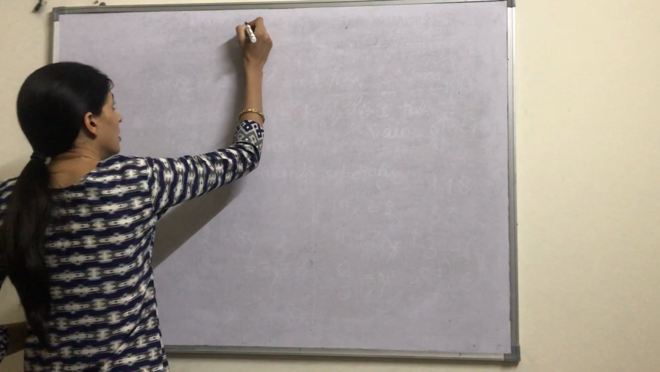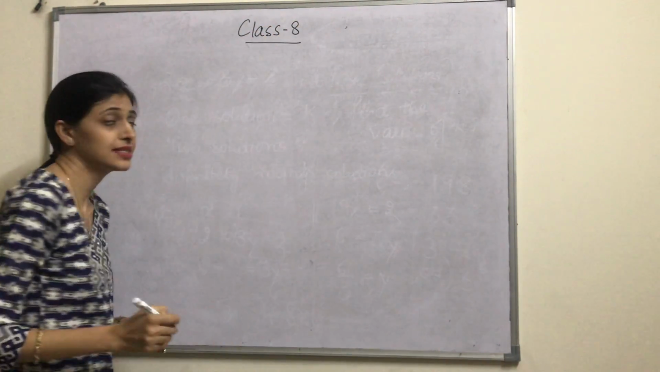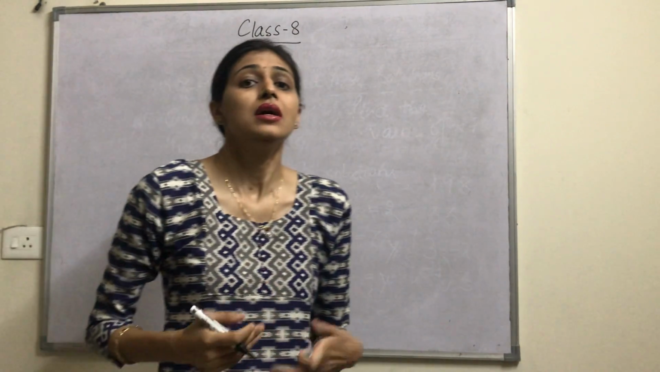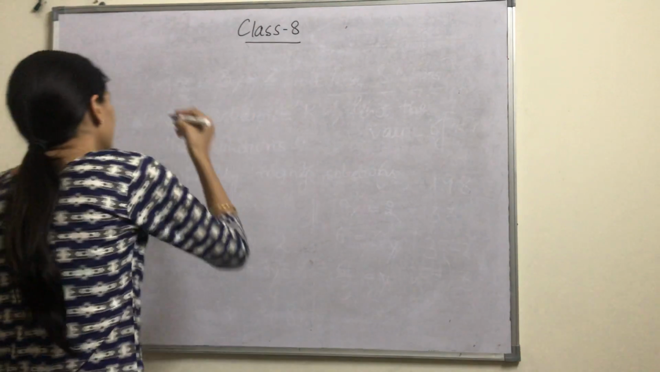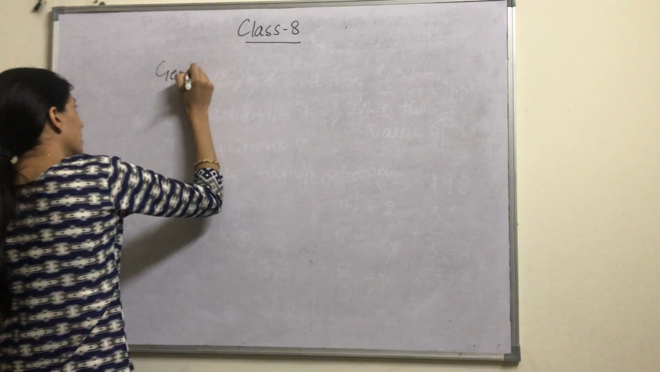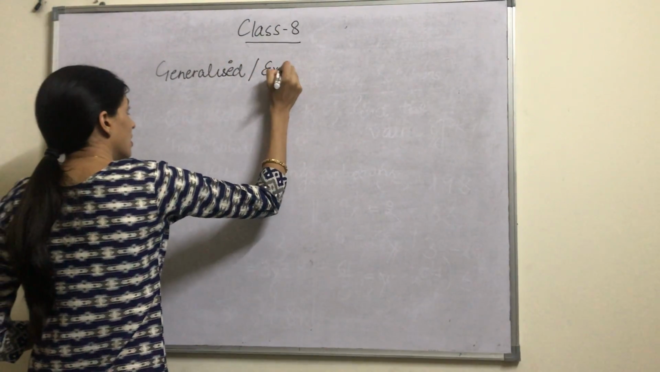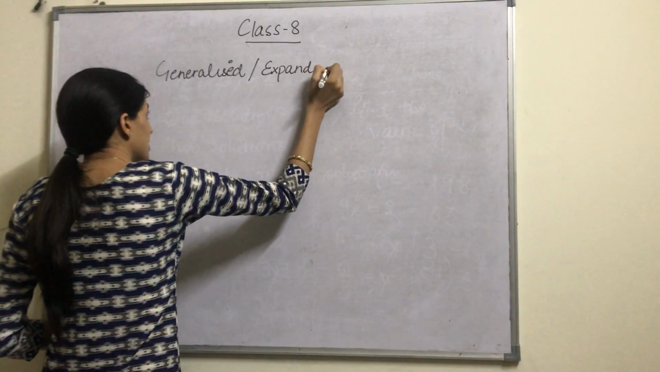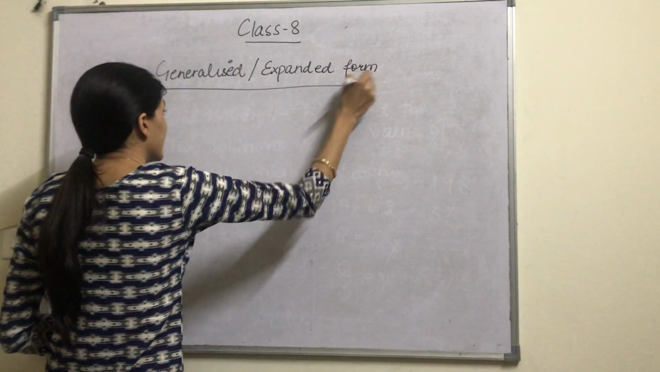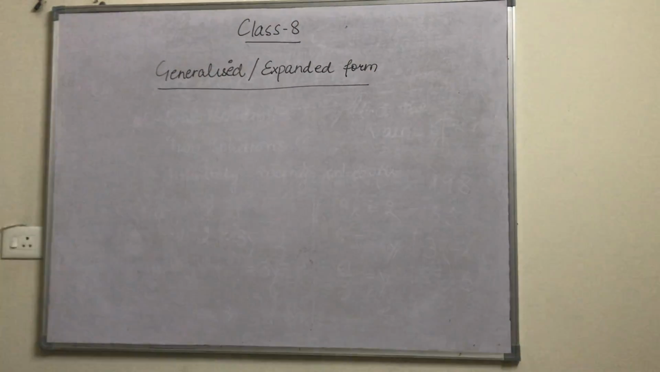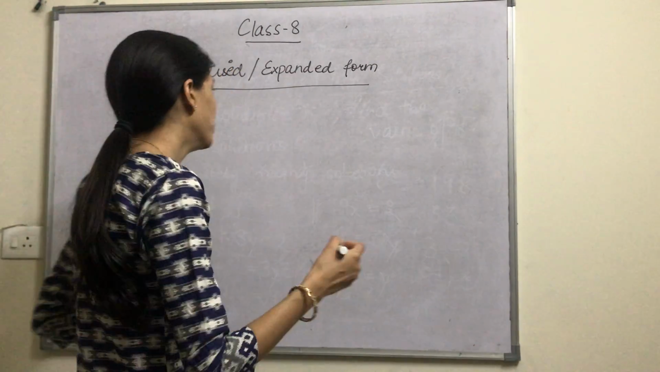First of all, for this chapter, you need to understand how we have to write a number in generalized or expanded form. First we are doing generalized or expanded form. If a number is given to you and you have to write that number in generalized form or expanded form, what you have to do?